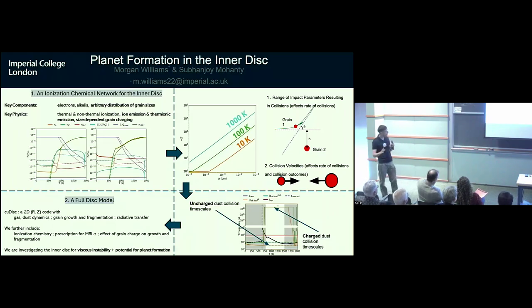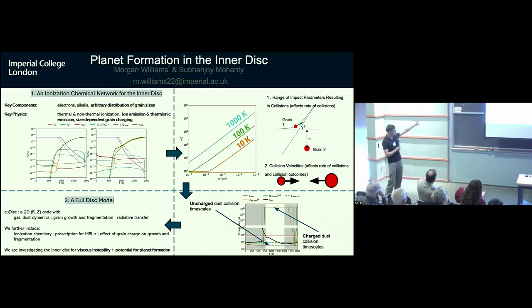So what we've got is electrons, alkalis, and crucially, an arbitrary distribution of grain sizes. Some of our key physical components are the thermal and non-thermal ionization processes, but we've also got some key grain processes, which are ion emission and thermionic emission. And these are emission processes that occur from the grain surfaces, actually enhancing ionization fractions in the inner regions. And furthermore, we've got a size-dependent grain charging.